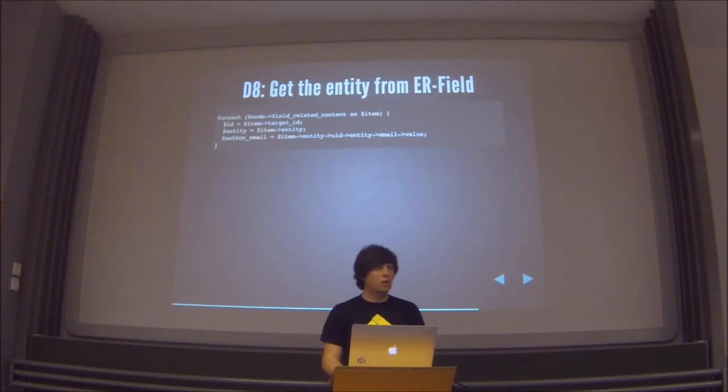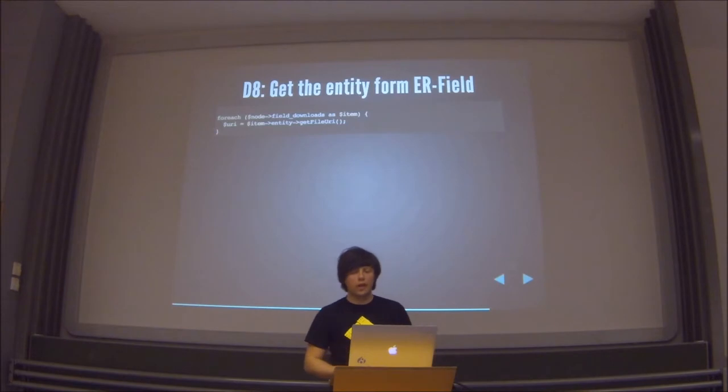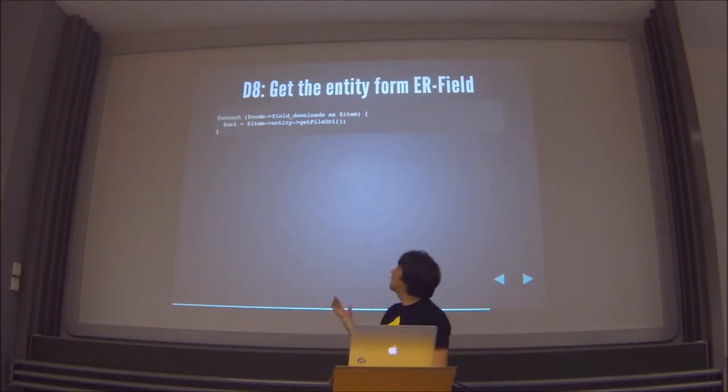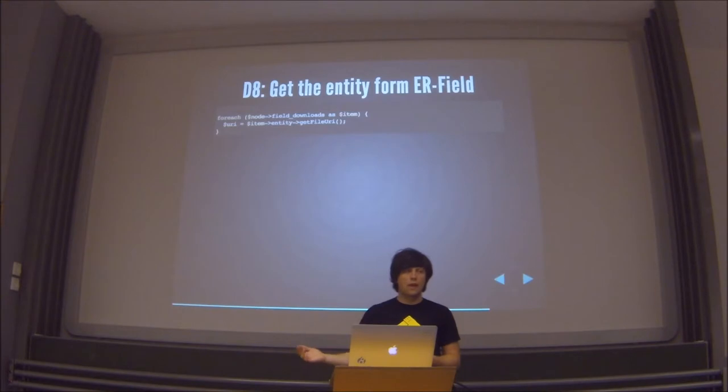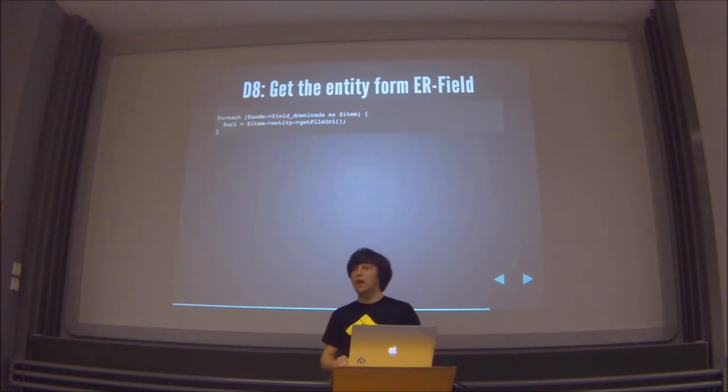But this is really good to work in preprocess functions or stuff like this, just to load additional stuff very easily. And of course, if you know the entity type that's referenced in this field, for example field downloads, and it's a reference to file entities, I just call entity and then get file URI, and I get a complete, buildable URI that is printable. So I don't have to call file_create_url, or I don't know, it's a publicly readable URL.